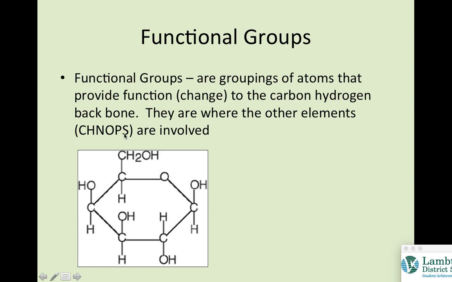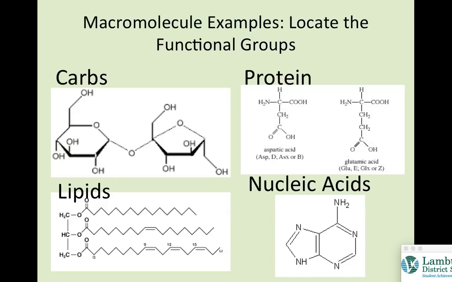This is where the other elements are going to be involved. When we have nitrogen or oxygen or phosphorus or sulfur, every time these get added into a normal carbon-hydrogen backbone, then it provides function. So when we look at a sugar molecule, I have some functional groups here. I have an oxygen that's been added. I have an OH group that's been added here and here and here and here and here. So this sugar molecule is a lot more functional than just a straight carbon and hydrogen ring. And those are the importance of functional groups.